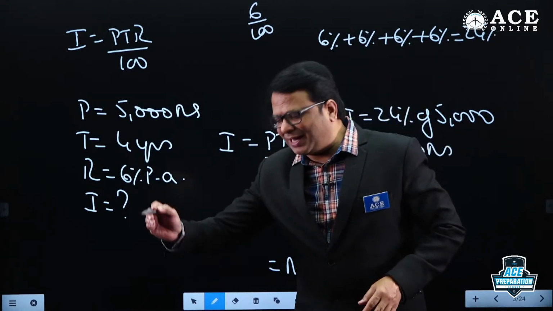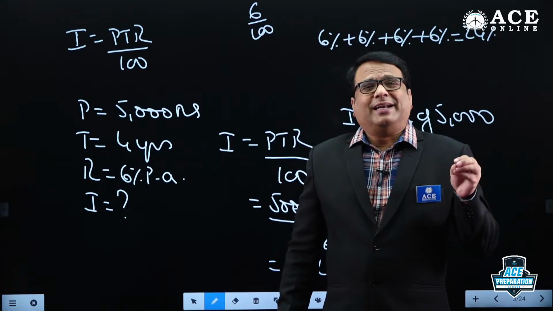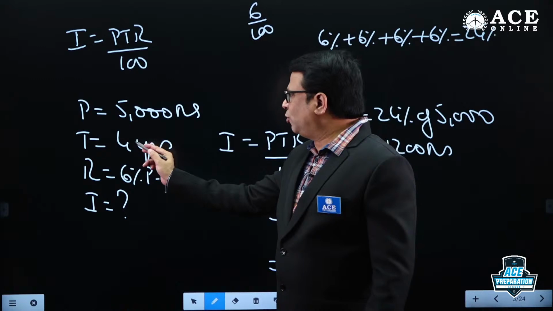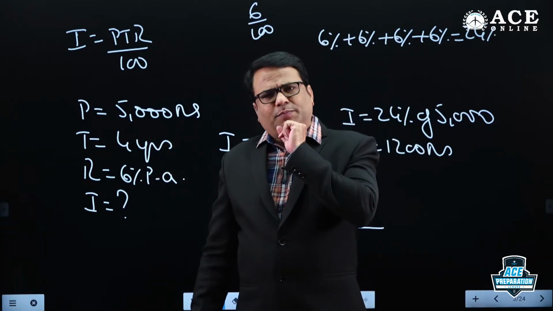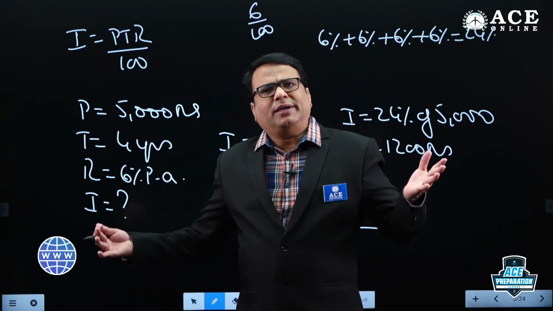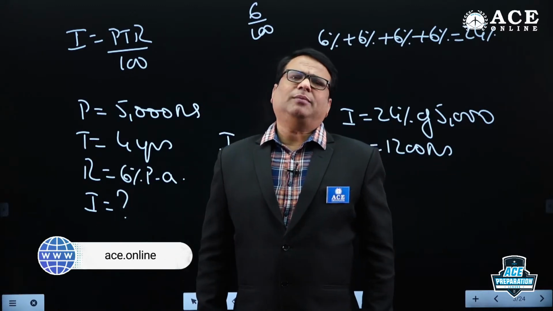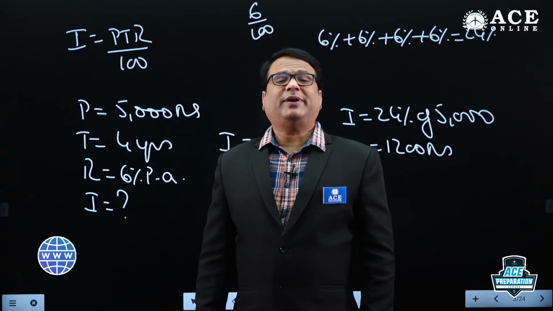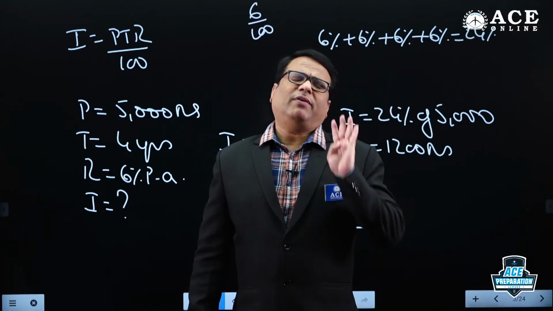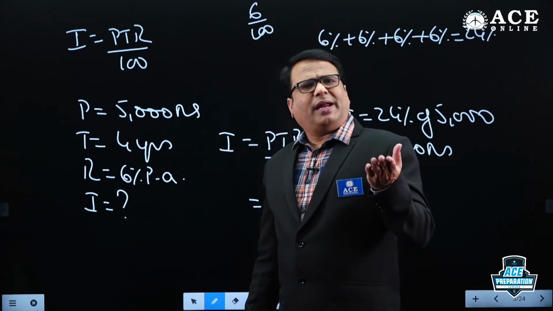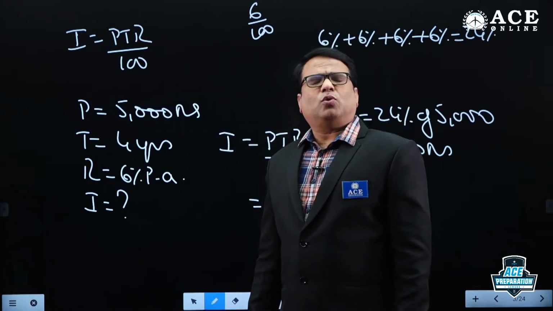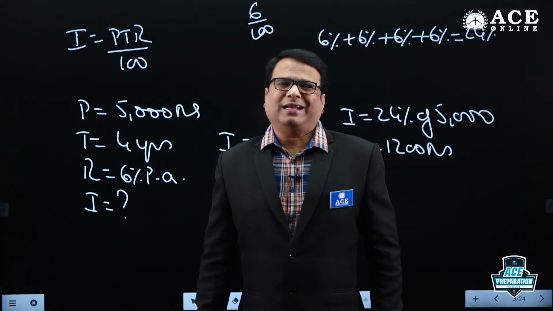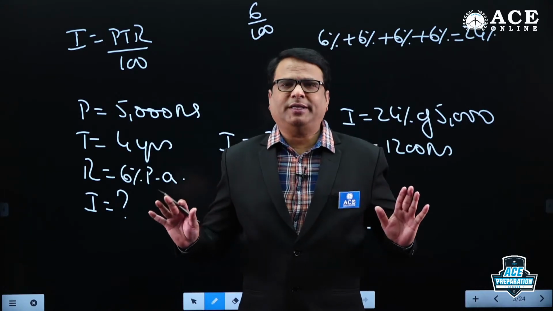So you can directly mark the answer without even writing anything on paper. Suppose if I give you time 3 years, for 1 year it is 6%, then for 3 years the total interest would be 18%, and 18% of 5,000 is 900, so interest 900. If it is 8 years, then for each year it is 6%, for 8 years it is 48%, so 48% of 5,000, 2,400. Like that you can calculate orally.